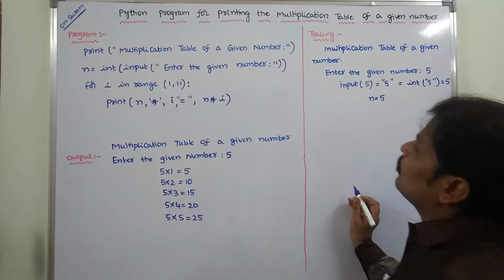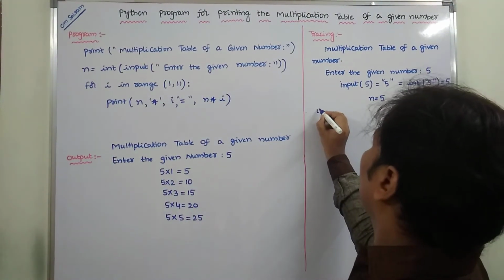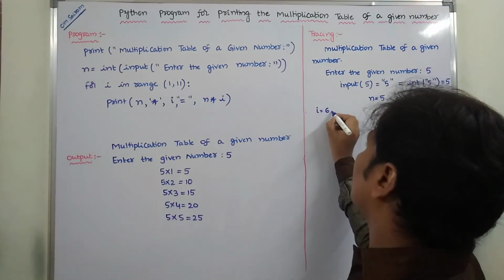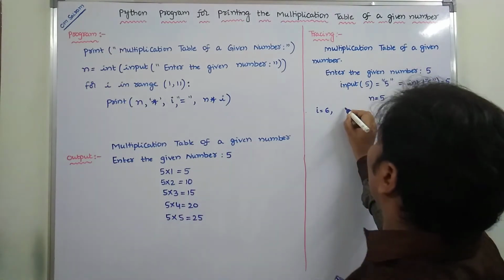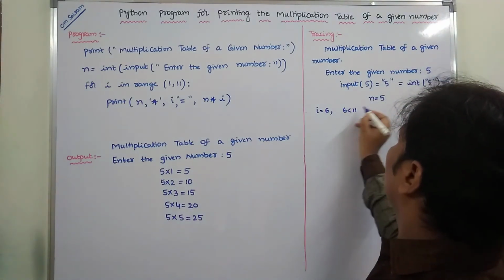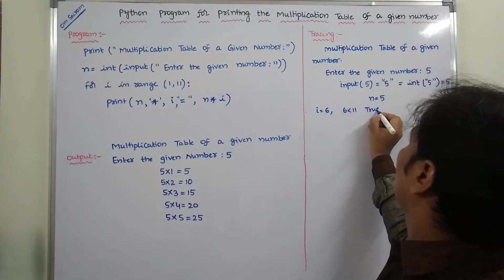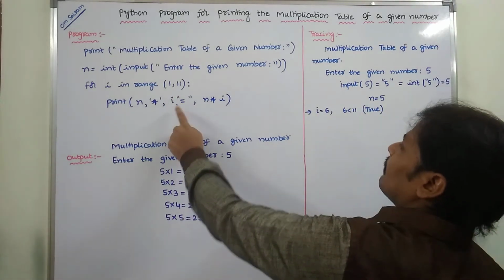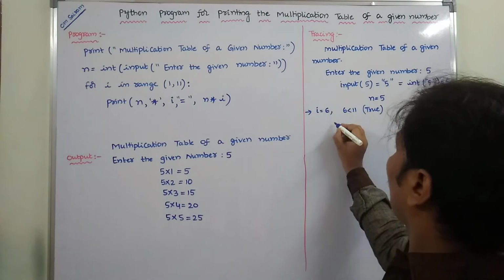Now I value is incremented by 1. Previously I value 5, now I value 6. 6 less than 11. Condition is true. If the condition is true, then the control goes to the statement within the body of the for loop.